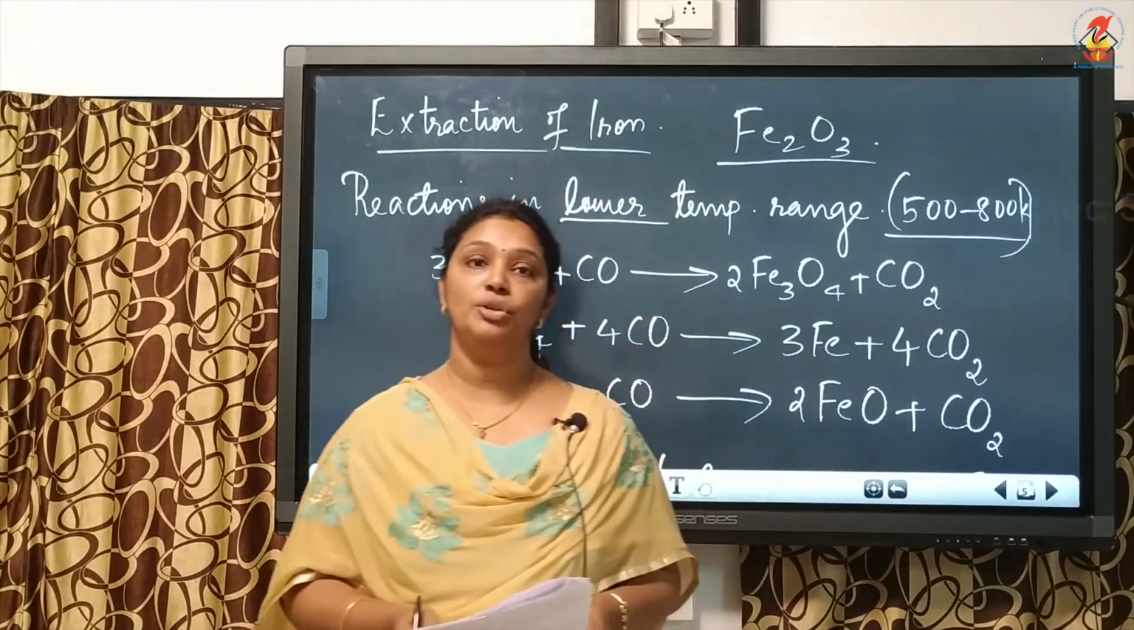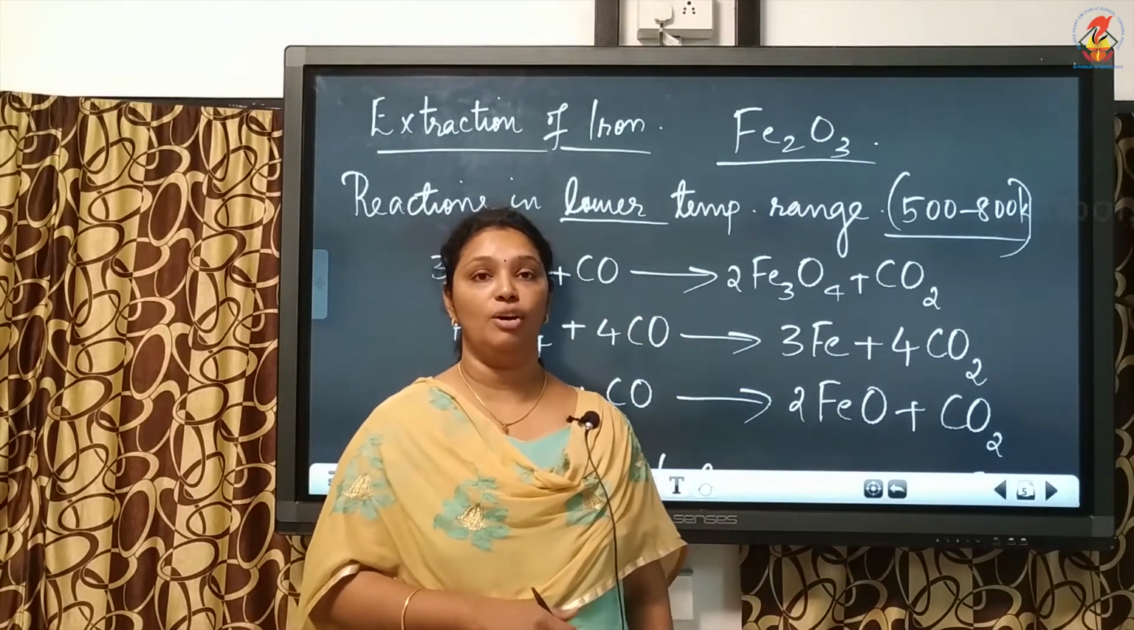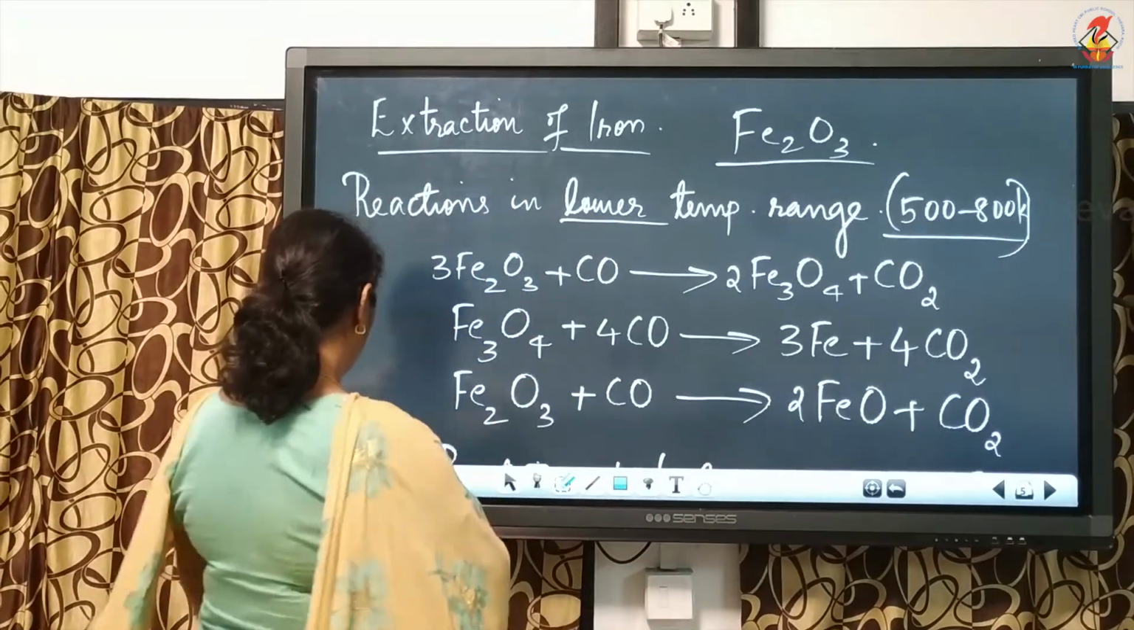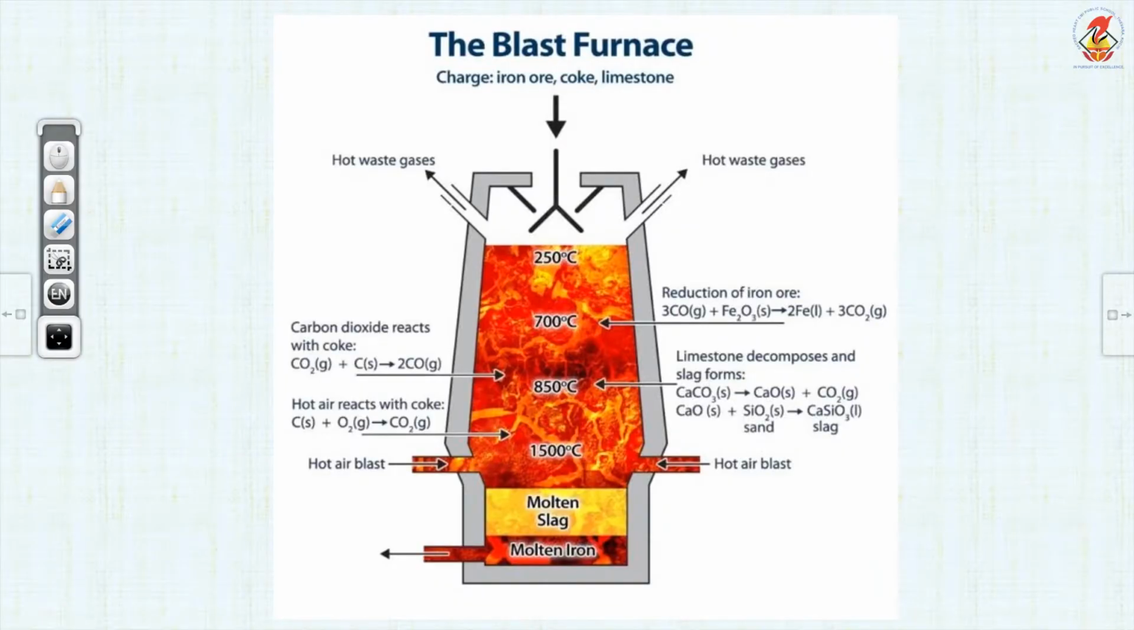So, the apparatus used for the extraction of iron is called blast furnace, and this is the diagram of a blast furnace. And you can see in the blast furnace from the top, iron ore plus coke, that is carbon, plus limestone, that is calcium carbonate, is fed into the furnace, and a hot blast of air is blown from the bottom of the furnace. So, you can see at the bottom of the furnace the temperature is very high, and in the upper part of the furnace the temperature is low.